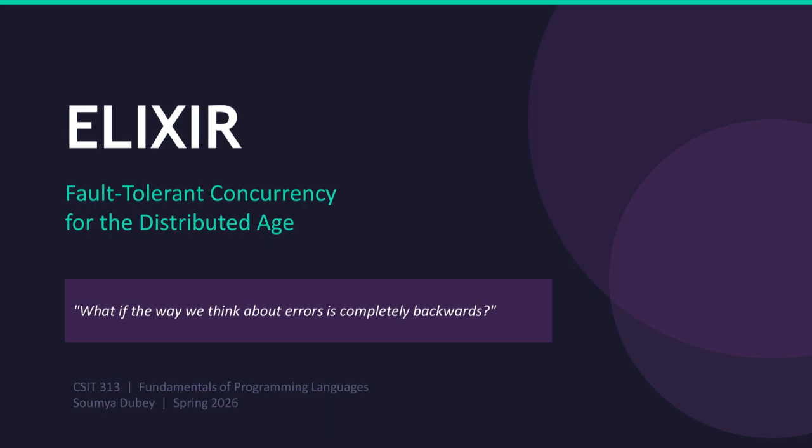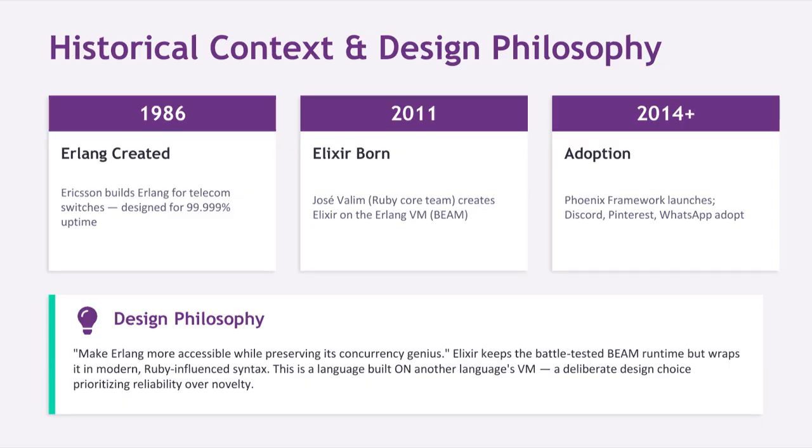Hello everyone, today I'll be talking about Elixir, a language that challenges a lot of the assumptions we carry from traditional programming. The subtitle of this presentation asks, what if the way we think about errors is completely backwards? And by the end of this, I hope that question makes a lot more sense to you, so let's get started. To understand Elixir, we need to go back all the way to 1986.